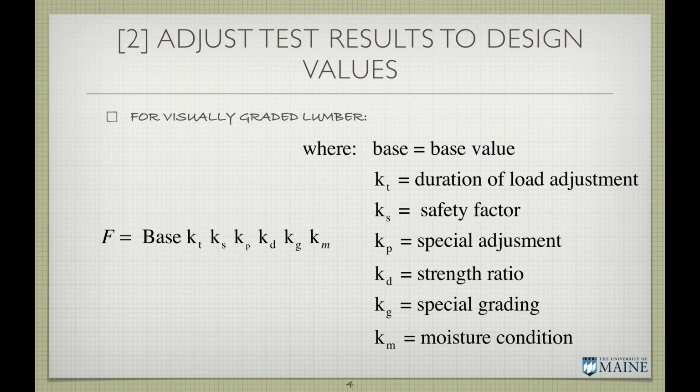K sub G is special grading. That ties in for some grades, at least there used to be opportunities if it was very dense material, a large number of rings per inch. We'd have this K sub G. And M stands for the moisture content. We saw the impact of moisture in equation form. And you'll see that come out from a tabulated value.